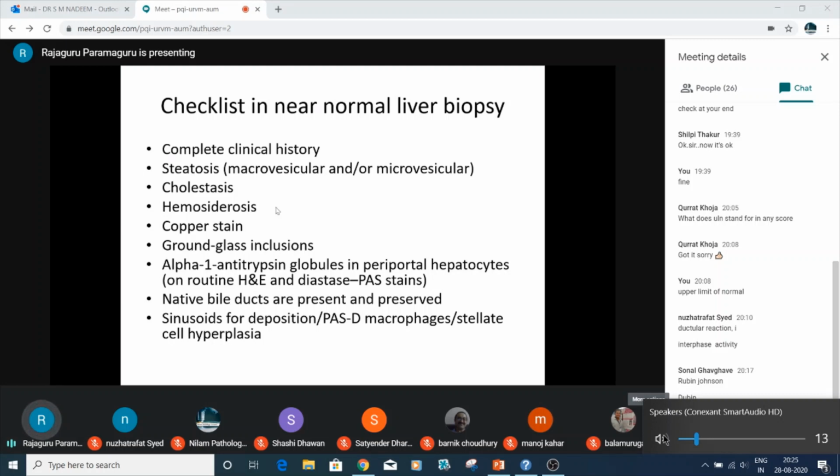In a near normal biopsy with mild elevation of the liver enzymes, the patient might have a resolved acute hepatitis or a resolved viral infection. So if you look for that, you can give the comment as a resolving acute hepatitis or a resolving hepatitis, like that, and ask for the viral markers and other clinical parameters.